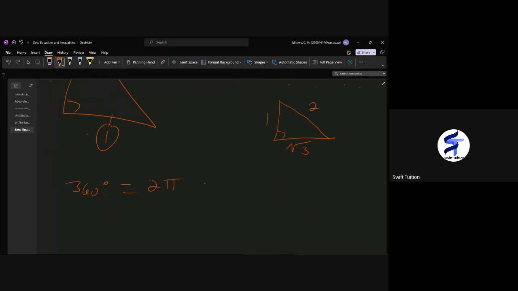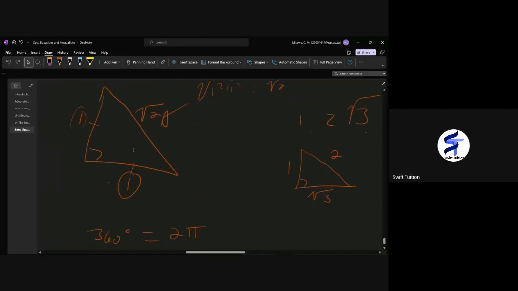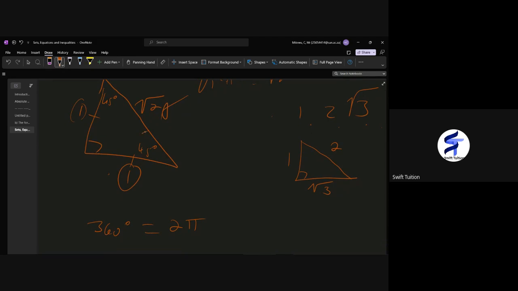So I'm going to first deal with it in terms of degrees, then we're going to go in terms of pi. So this is equal to 90 degrees. That means that this is going to be equal to 45 degrees and 45 degrees, because the net sum of all the interior angles of a triangle has to add up to 180 degrees, right? So from here, what am I going to do?